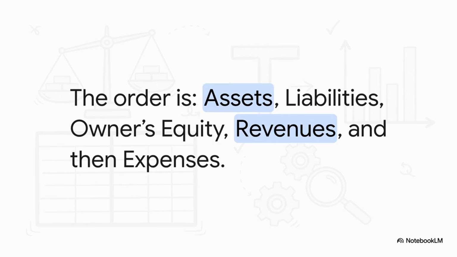And hey, pay attention to the order here. It's not just random. There's a specific sequence you always follow. Assets first, then liabilities, owner's equity, revenues, and finally expenses. Following this structure is what makes the trial balance such a clean, organized bridge to creating your financial statements later on.